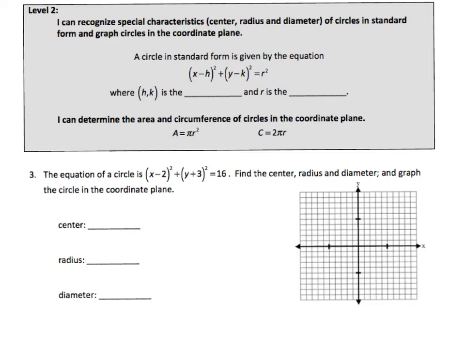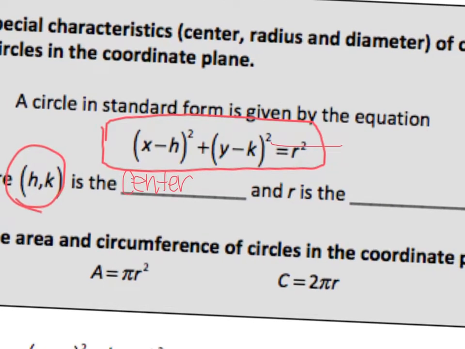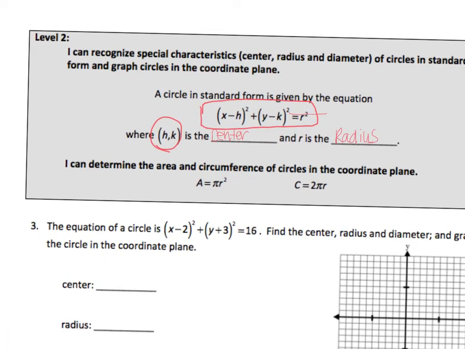So up here in this gray box, we have the equation of the circle in standard form. Okay, so we've got (x minus h) squared plus (y minus k) squared equals r squared. H and k represent the center of the circle. And r, as you can probably guess, is the radius. Okay, so we're going to take a couple examples of those graphs and see what we can do with them. Also note that we've got these two formulas, area and circumference of the circle.